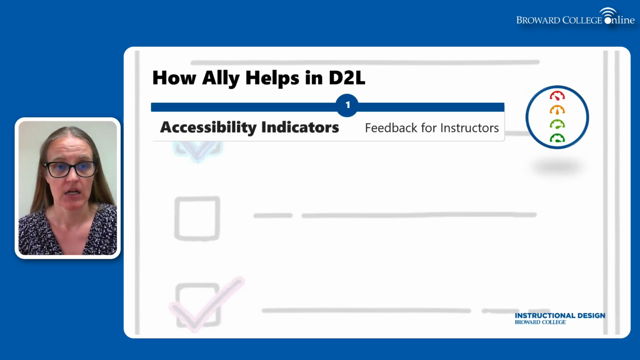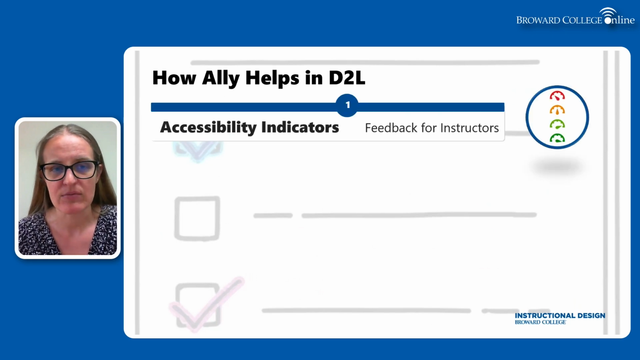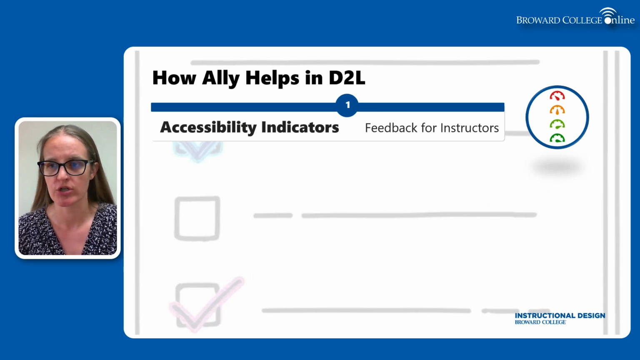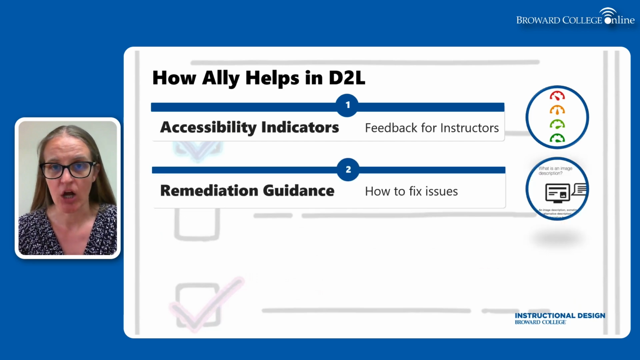Here's how it does that. So first, it has these accessibility indicators, which you see over here on the right, that range from red to orange to a lighter green, all the way to perfect at 100% accessibility at the dark green. And these icons are loaded in D2L to provide feedback for you, the instructor, on the accessibility score of that content that you have loaded. Then it also provides for you guidance on how to remediate what the issues are in the document. So here's an example of explaining what an image description is and how you would add it if that were the issue in the content that you had in your course.